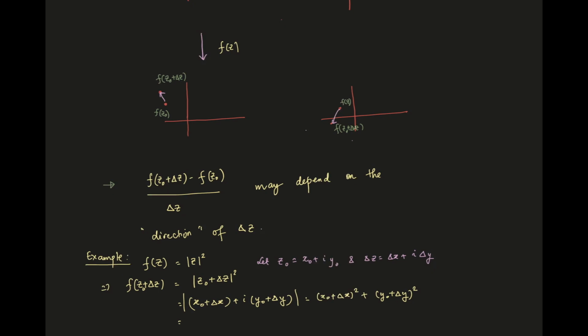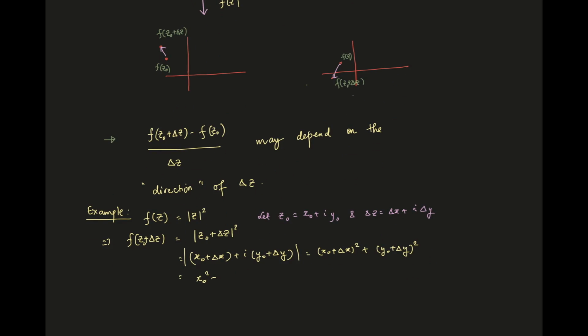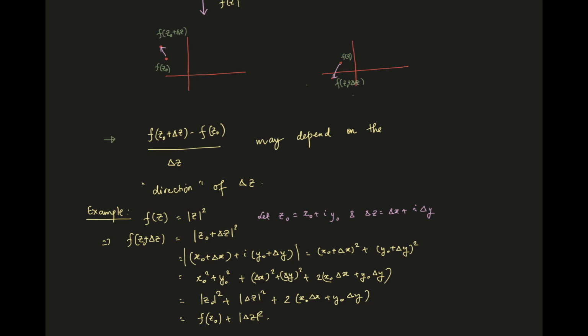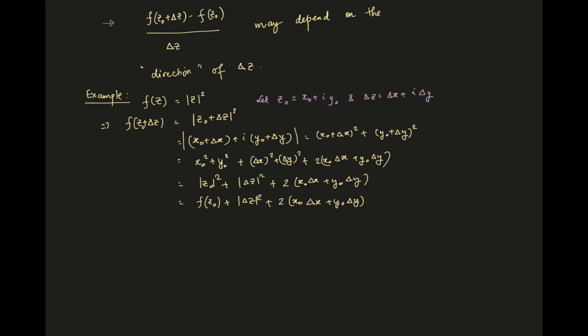So fully expand out using the formula for the modulus, and we get this is equal to x0 squared plus y0 squared plus delta x squared plus delta y squared plus twice x0 times delta x plus y0 times delta y. And then further simplifying, we get modulus of z0 squared plus modulus of delta z squared plus twice x0 delta x plus y0 delta y. Notice that the first term is simply f of z0, which is modulus of z0 squared, and then there are the other terms.